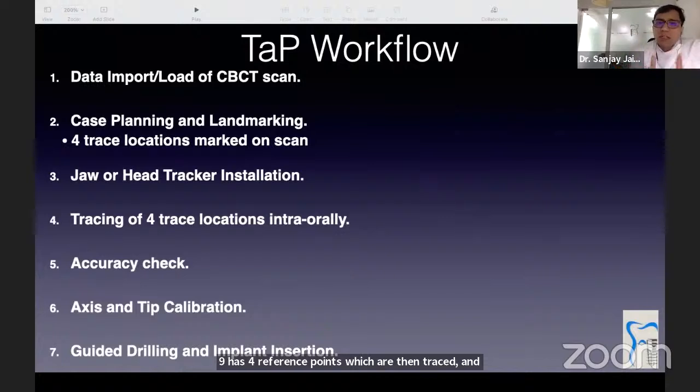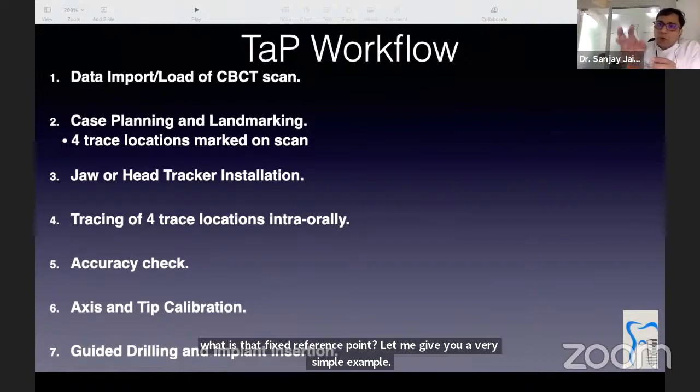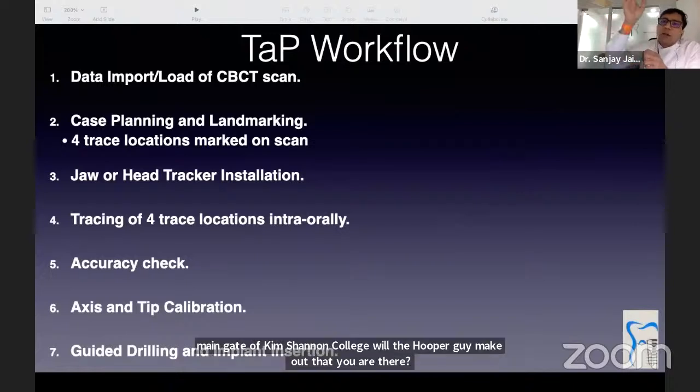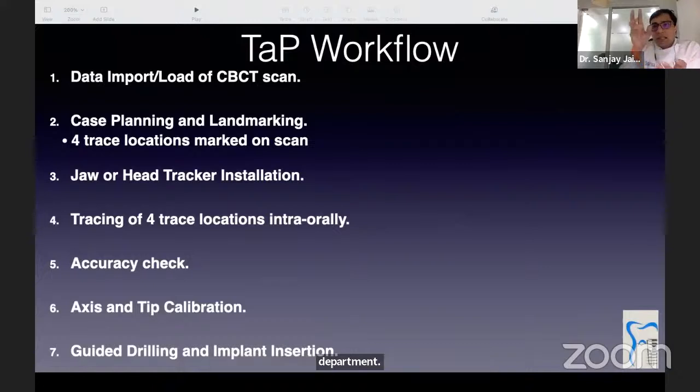So what is that fixed reference point? Let me give you a very simple example. You book an Uber, but you forget your phone in the Department of Perio at KM Shah, and you're waiting at the main gate of KM Shah Dental College. Will the Uber driver make out that you are there? No, he will still think that you are somewhere in the department. So what's going to happen then? That mobile is your fixed reference point.